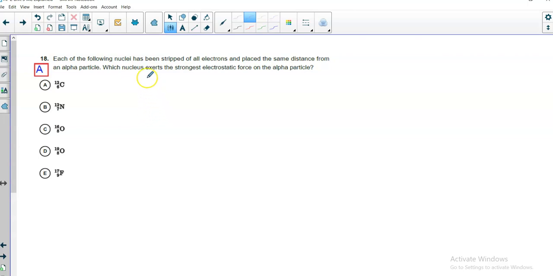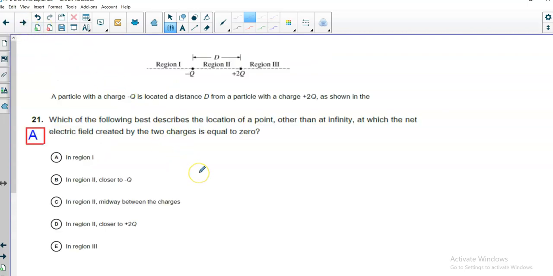This one we should probably save till later until we know what, yeah, let's skip this one until we get some modern physics under our belt. We'll learn that stuff about alpha particles and all that, but we'll come back to that.